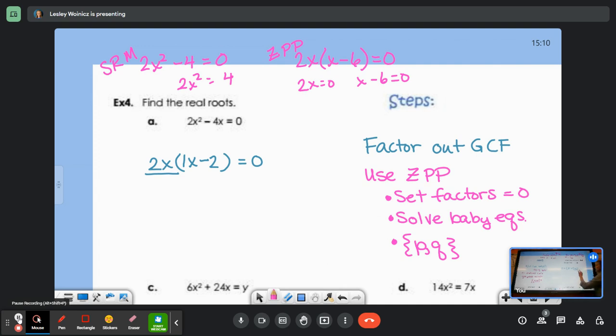So here we go. 2x equals 0 and x minus 2 equals 0. Can you do this in your head? What times 2 is 0? 0. Okay, can you do this one in your heads? What take away 2 is 0? Good. All right, curly brackets and we're done.